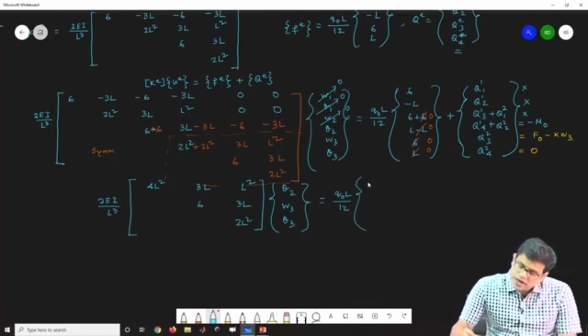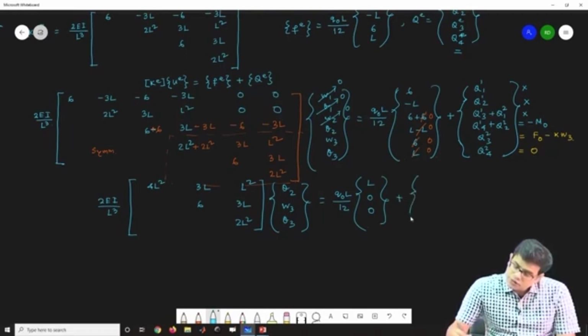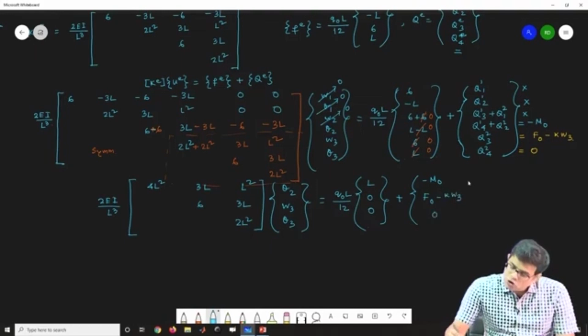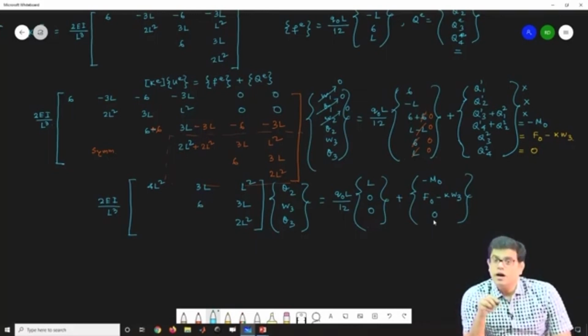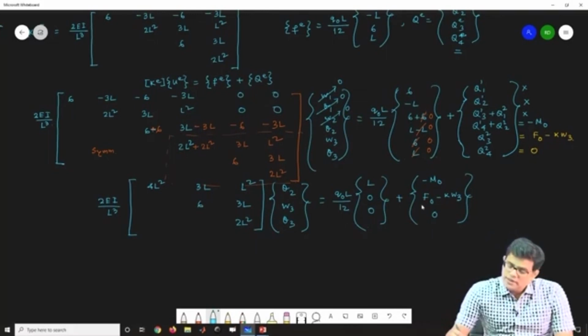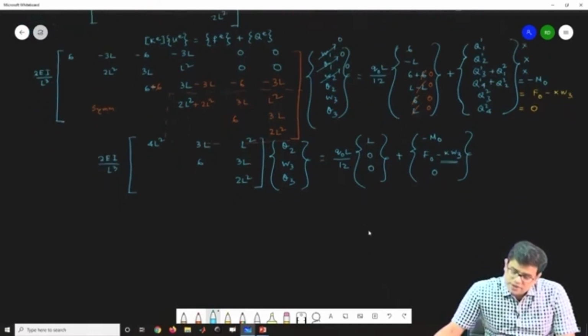So this now will have 3 cross 3 vectors, so L 0 0. So now you will have L 0 0, and here also you will have these three quantities which are known to me, which is M0, F0 minus KW3 and 0. So this is my final reduced equation. Now, as we have observed in case of one of the bar problems, this reaction is actually dependent on the displacement at this point. So obviously this will add up into the stiffness matrix. So we have to modify this stiffness matrix accordingly.